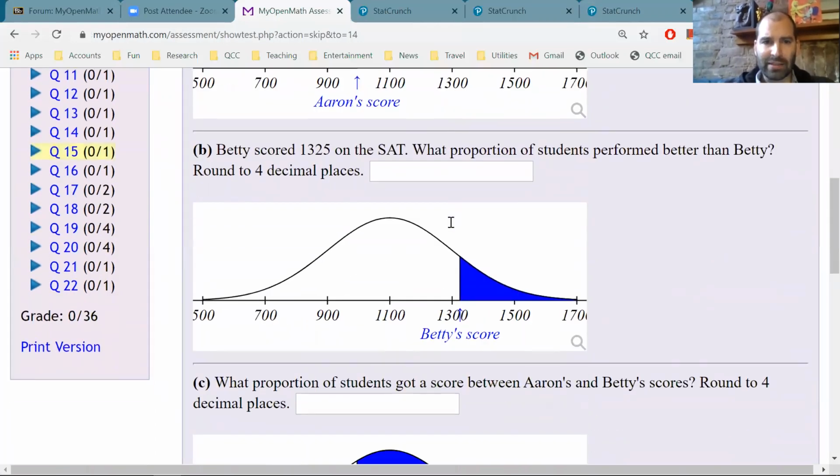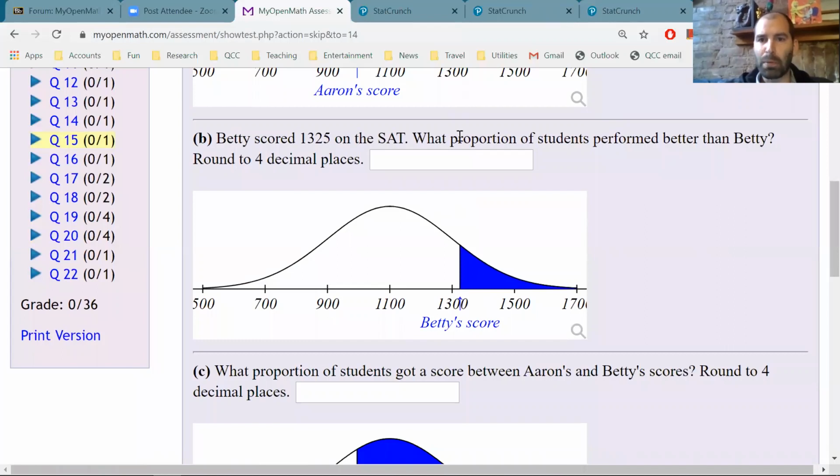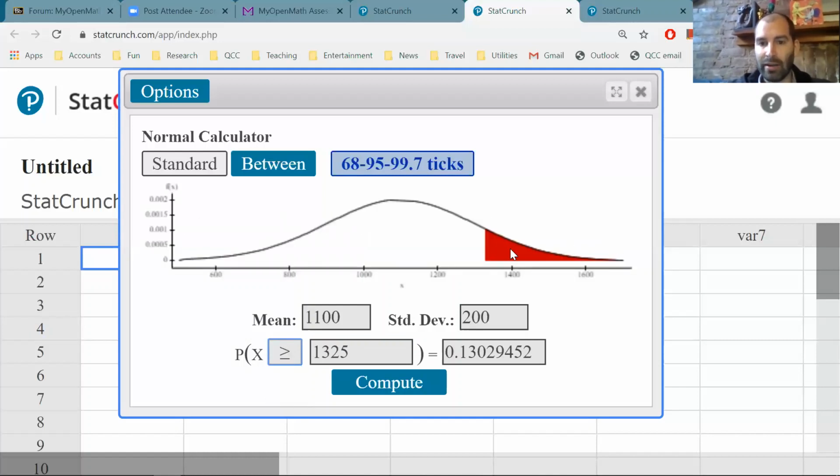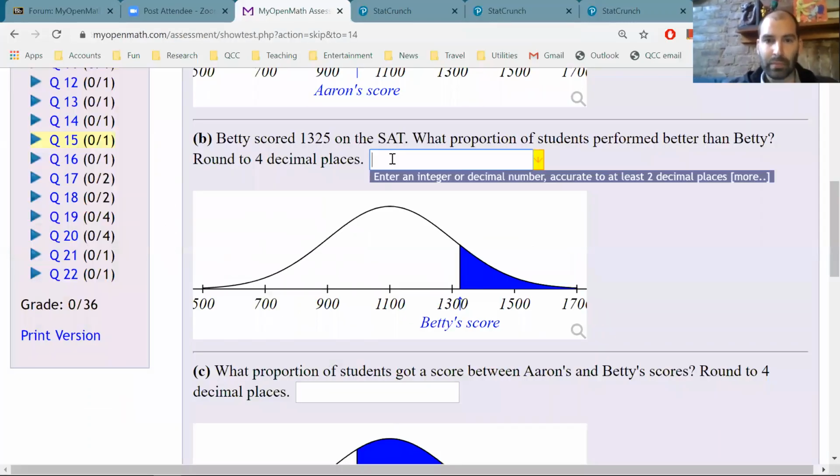Okay. Next, Betty scored 1325. What proportion of students performed better than Betty? Well, we'll go back to StatCrunch, 1325. Now, in this case, it says better than Betty. So we want greater than or equal to. Notice that it's shaded to the right. We're looking at scores greater than or equal to Betty's. So the probability or the proportion, same thing, 0.13029. I'm going to round this to 0.1303. Okay, there we go. Next one.